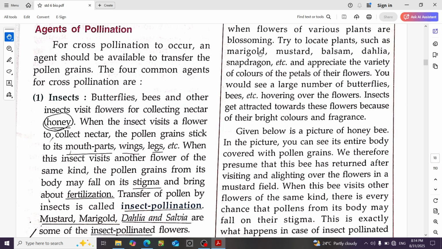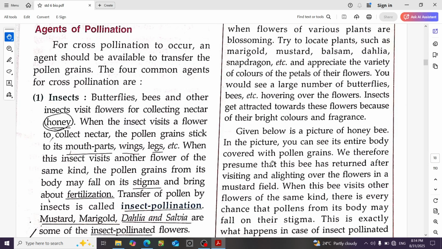It can be done by different agents, for example insects. So you might have seen honeybees, butterflies. They hover from one flower to other. They visit one flower to other. So what happens? The pollen grains stick to their body parts, wings, legs and all, and they fall on the stigma and bring about fertilization. So this is called insect pollination.